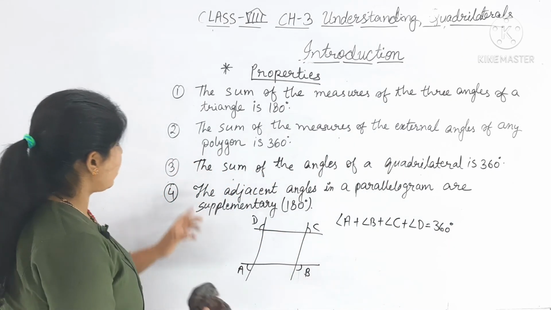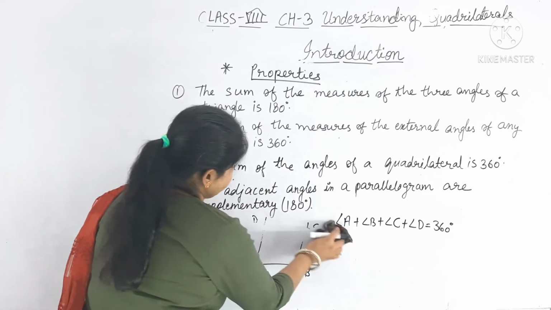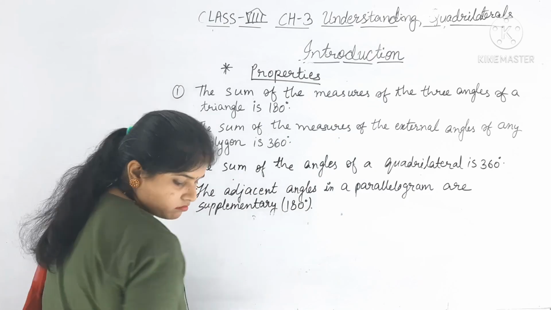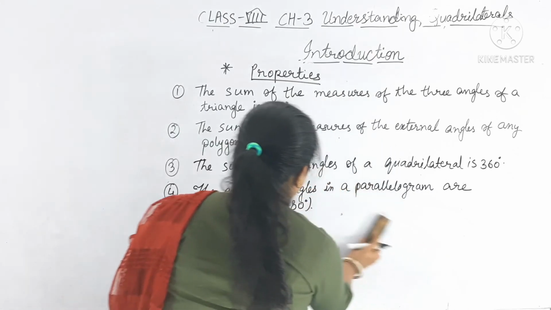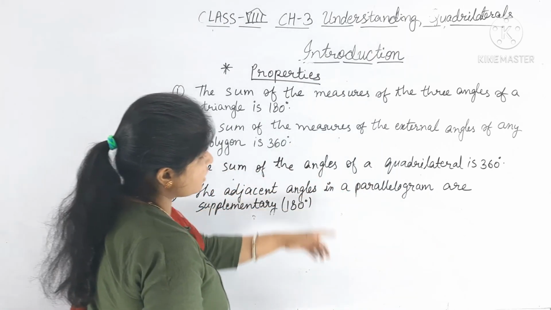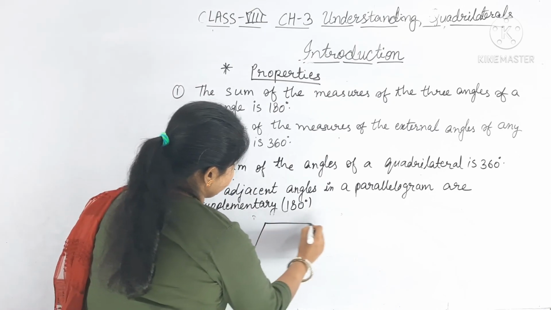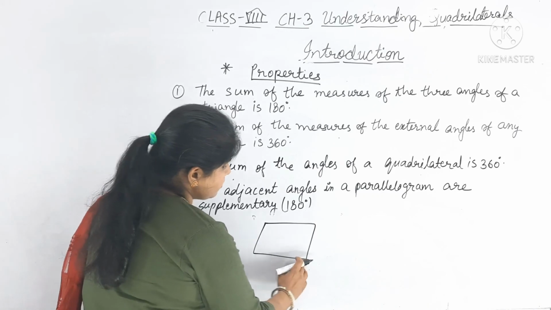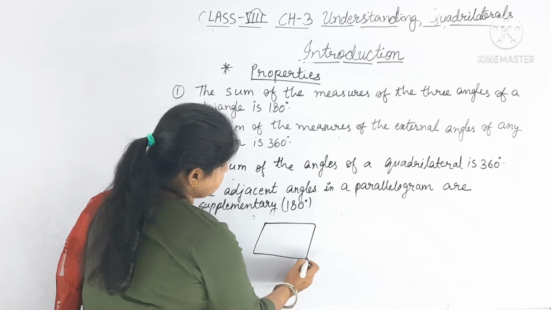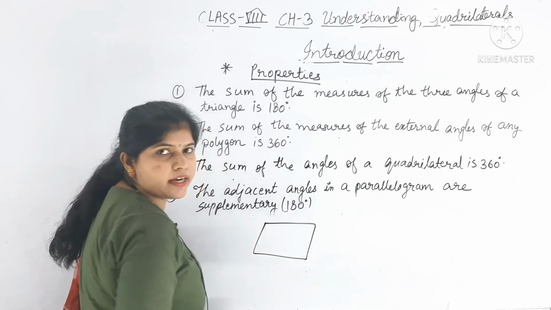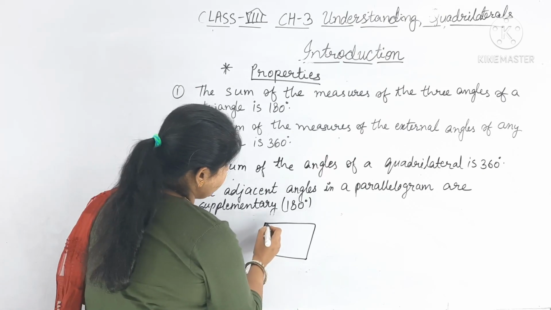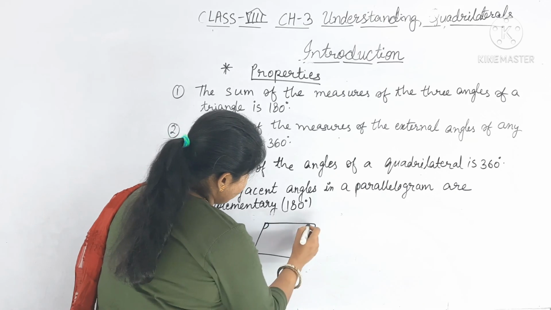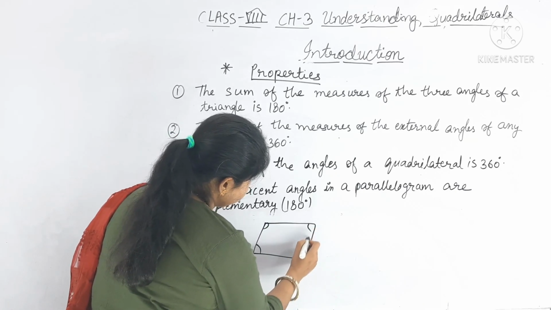Okay, so now let's do the third point. The sum of the angles of a quadrilateral is 360 degree. Means you have some quadrilateral like this. Okay, this is a parallelogram. We had seen some kinds of quadrilateral. It may be anything. Okay, maybe trapezium, maybe rhombus, maybe parallelogram. So here I am drawing the parallelogram here.